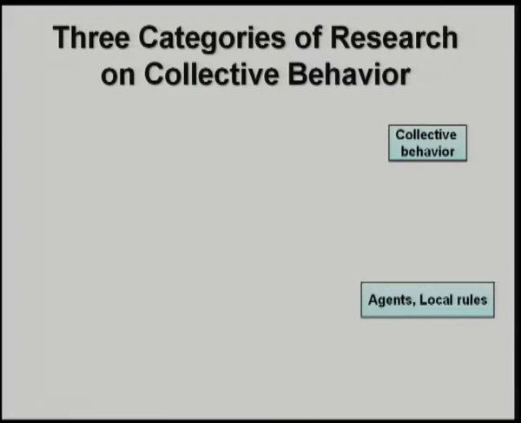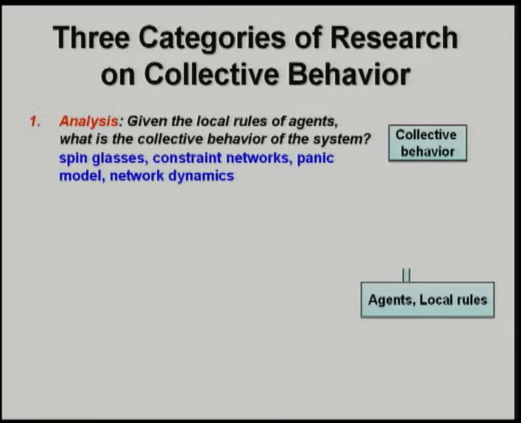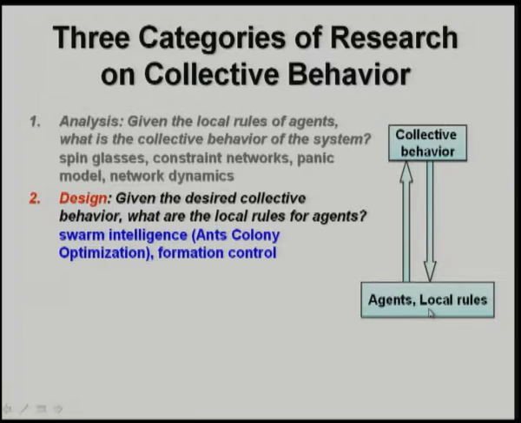As we know, collective behavior is one of the most important topics of complex systems, and I classify the research on collective behavior into three categories. The first type is analysis: given the local rule of the agents, what is the collective behavior of the system at the high level? There is a lot of work in this area. The second category is design: given the desired collective behavior, how do we construct the local rule for agents at the microscopic level, for instance in swarm intelligence, ant colony optimization, and formation control.